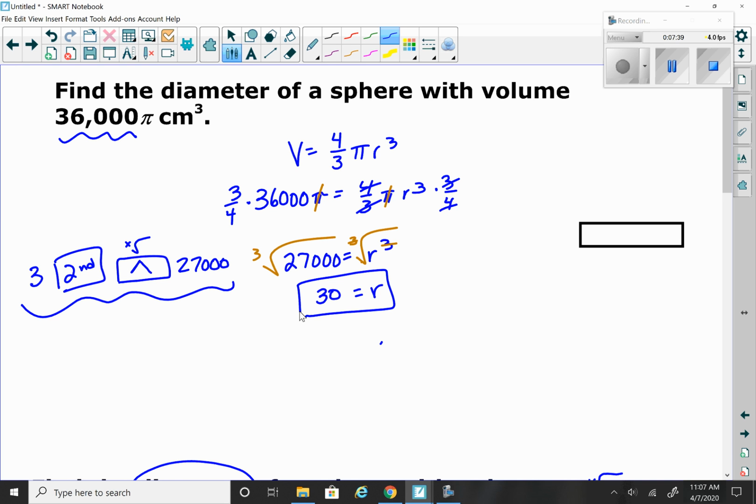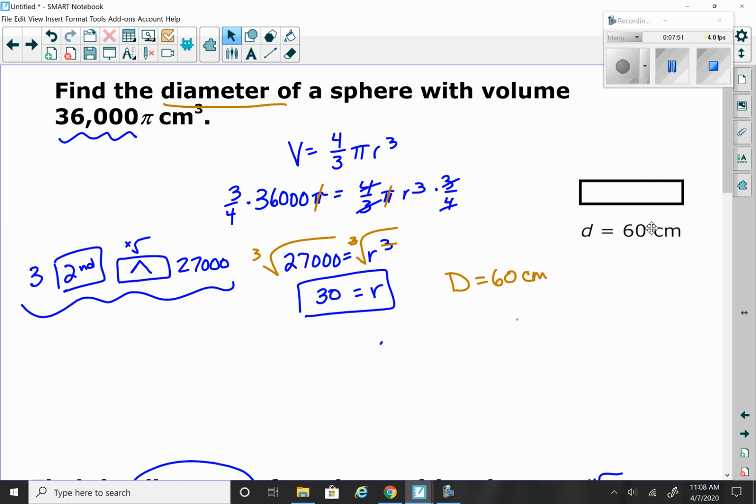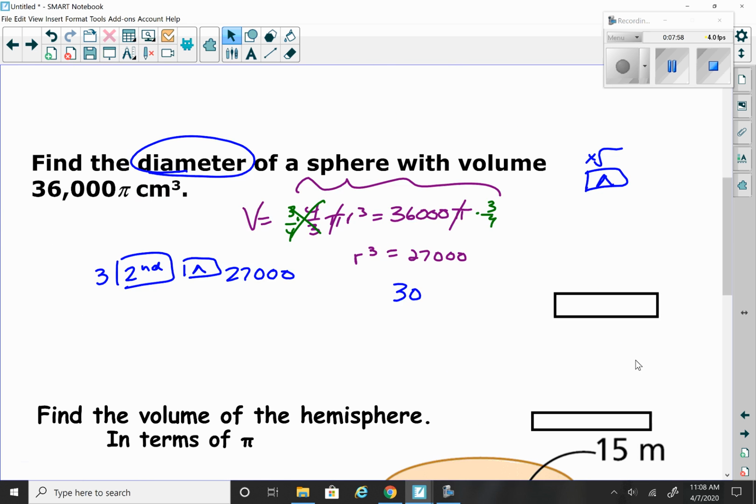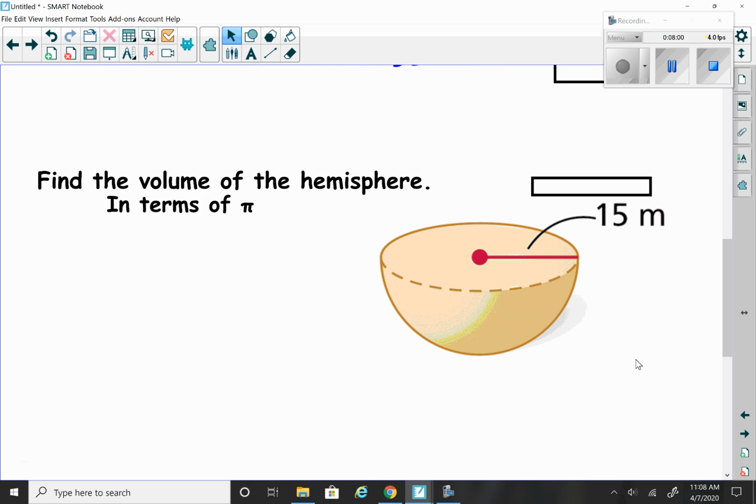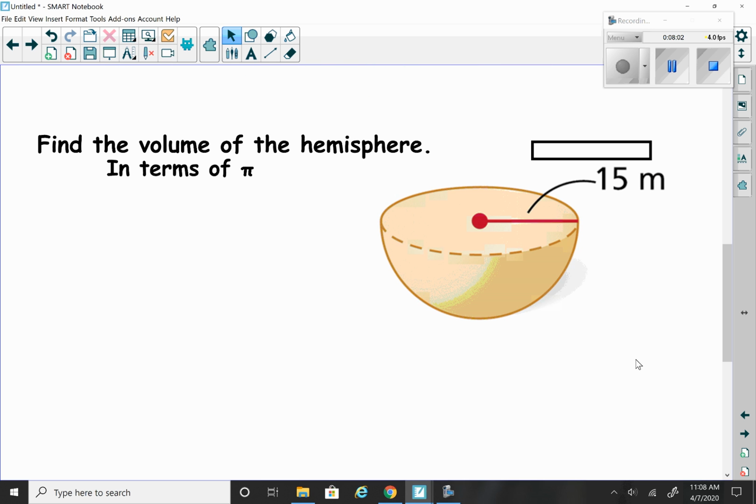Now, if my radius is 30, if I go back to the problem, they said find the diameter. So my diameter must be 60. Again, that's 60 centimeters. So I just wanted to show you here when we're working backwards how you can take the cube root of something on your calculator. The next problem, we'll go past that one. There we go. Find the volume of the hemisphere in terms of pi.